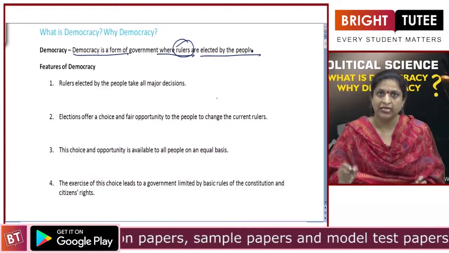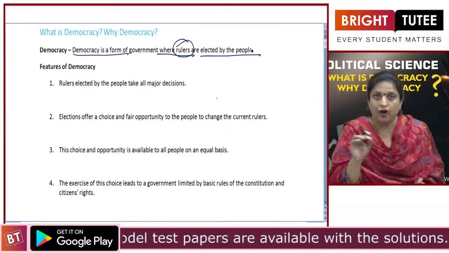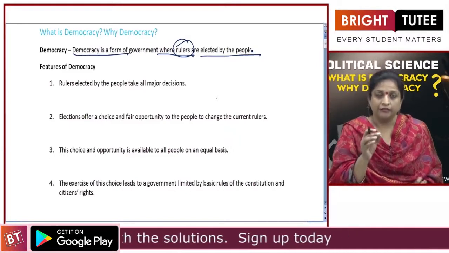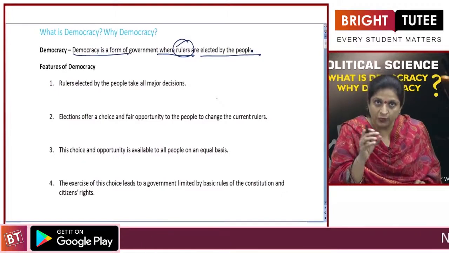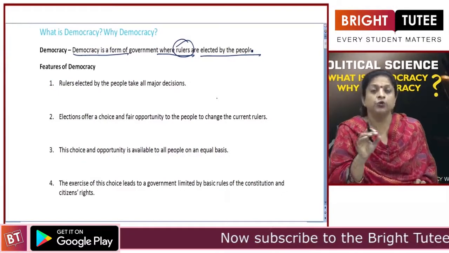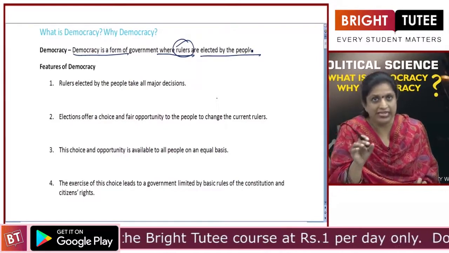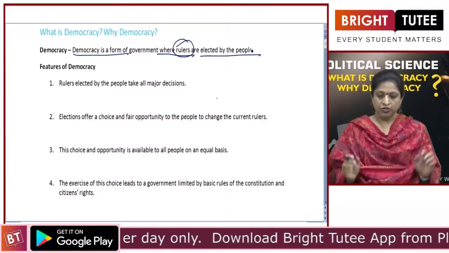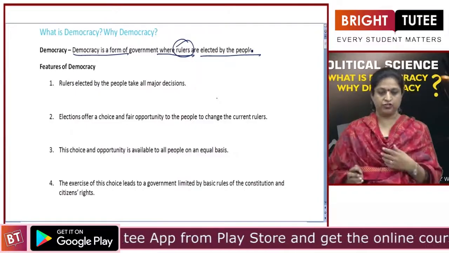It means that we are not talking about the monarchical form of government, where the monarch, the hereditary ruler, governs the country. But here there is no hereditary monarch, there is no dictatorship. But the ruler, the government, is chosen or elected by the people. So we will elaborate this definition with the help of certain features.